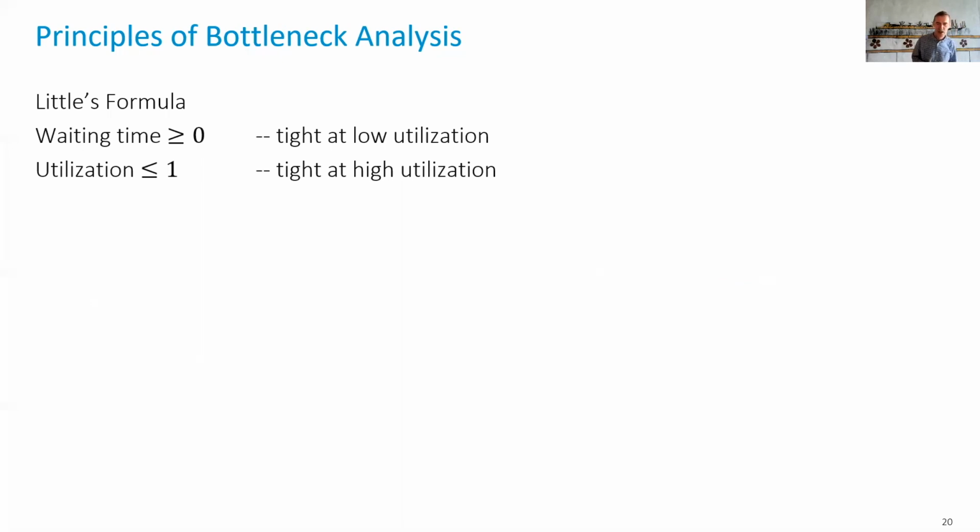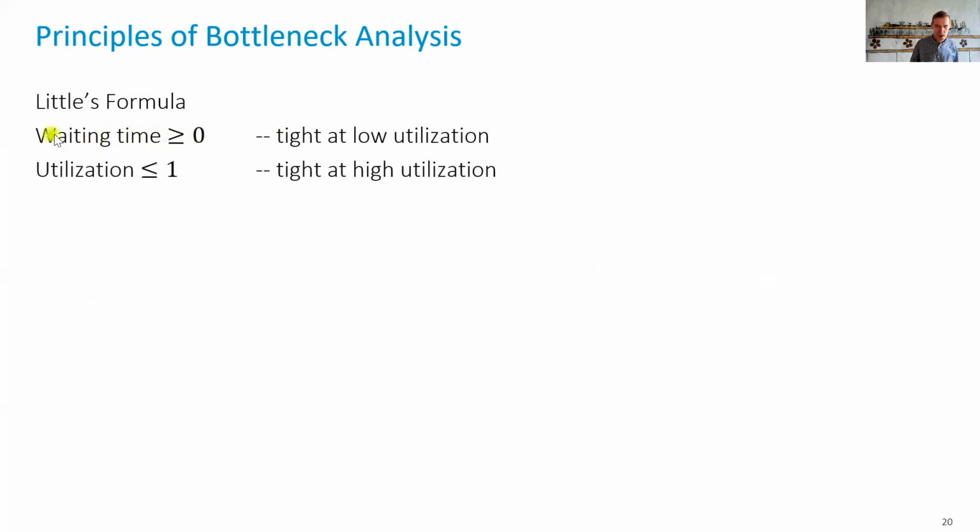The principles of bottleneck analysis are to apply all the deterministic laws that we have seen, the laws of physics, if you want, of the queuing systems. And so this is Little's formula, and use two observations: the waiting time is always non-negative, which is another way to put it is that the response time at the system is equal to the waiting time plus the service time. And the waiting time is the variable part. That's the one you study with queuing theory. But if the system is very lightly utilized, the waiting time will be very small. So in the limit of zero utilization, it is zero.